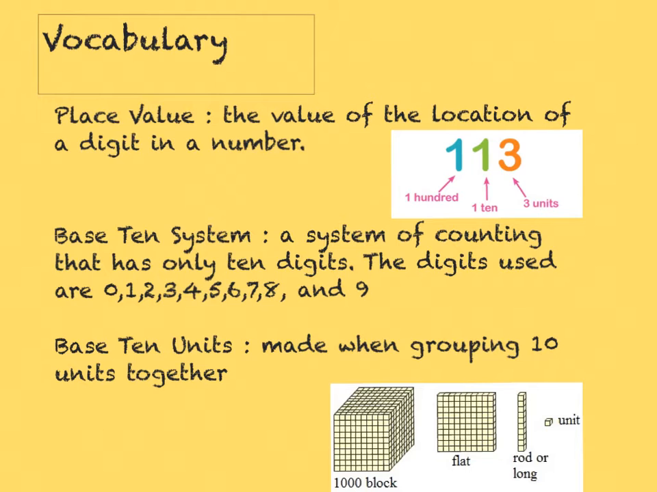The next term is the base 10 system. That is a system of counting that has only 10 digits. The digits used are 0 through 9. The final term is base 10 units. These are made when grouping 10 units together.